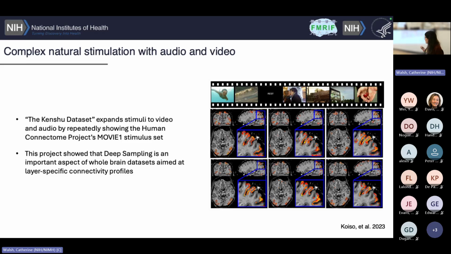But importantly, I think that this project really showed that deep sampling is an approach that is probably extremely fundamental to the idea that when we push the scanner to its absolute limits, you probably have to accommodate that somehow. And one of the ways that you can do that is just to collect more data, basically.